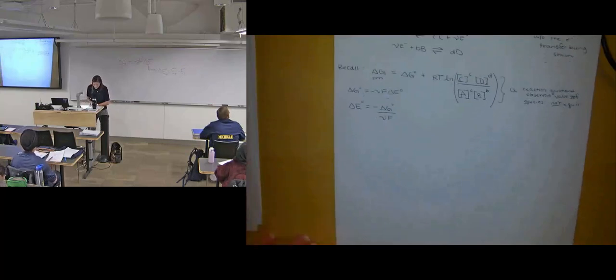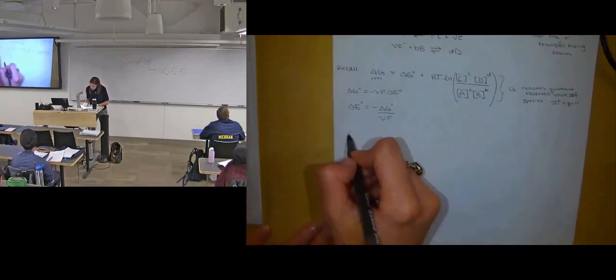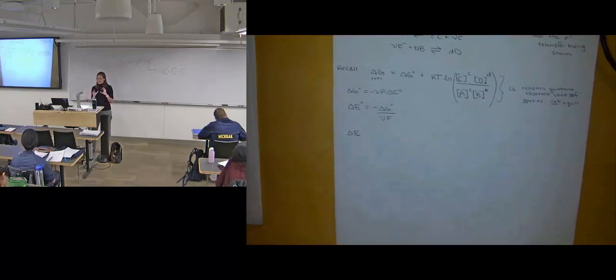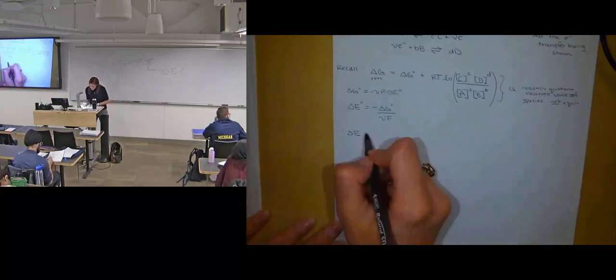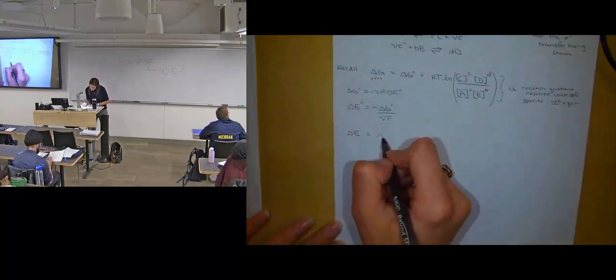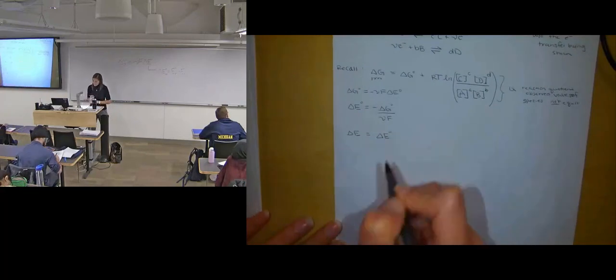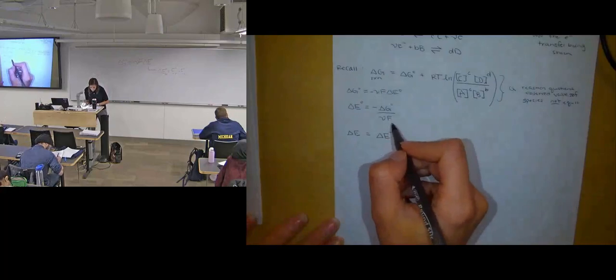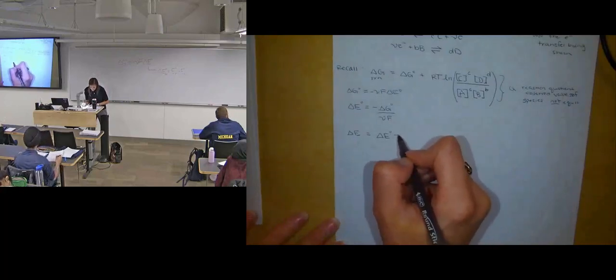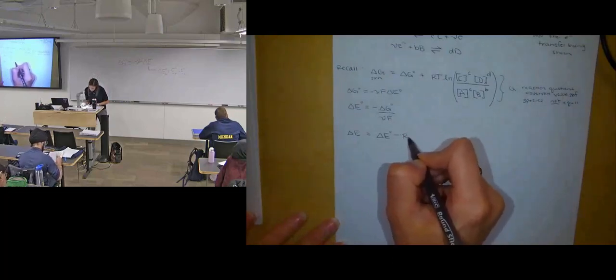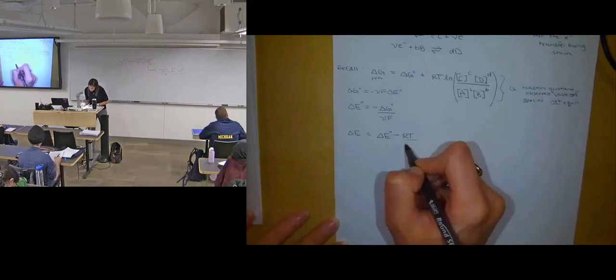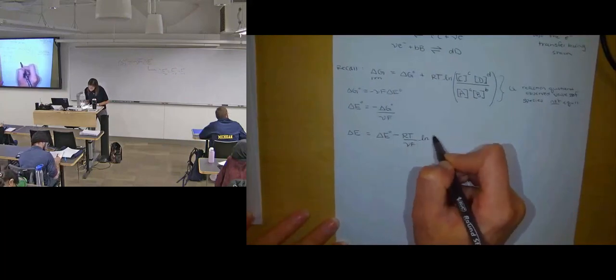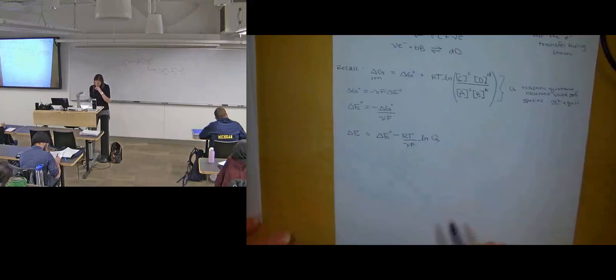But that's a rearrangement. So then, if we want to get the potential difference at some non-standard state condition, okay? This would be equal to the standard state potential difference, okay, minus the natural log of, let me just write Q in here for now.